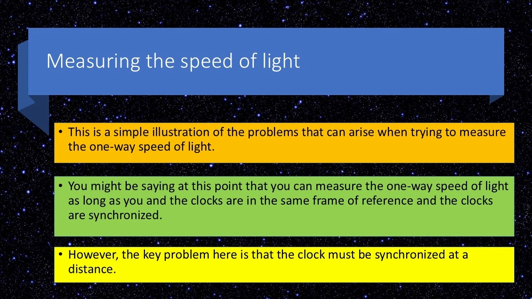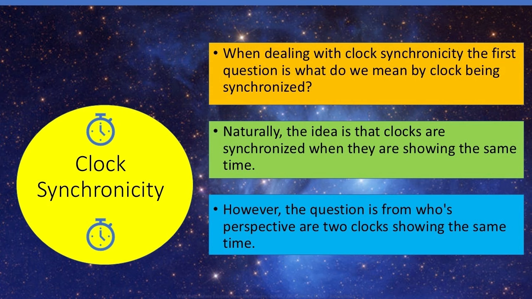This is just a simple illustration of the problems that can arise when trying to measure the one-way speed of light. You might be saying at this point that you can measure the one-way speed of light as long as you and the clocks are in the same frame of reference and the clocks are synchronized. However, the key problem here is that the clocks must be synchronized at a distance.